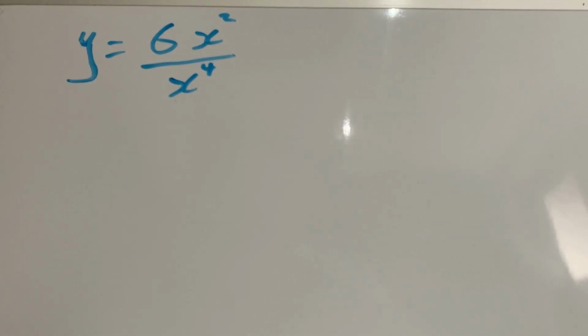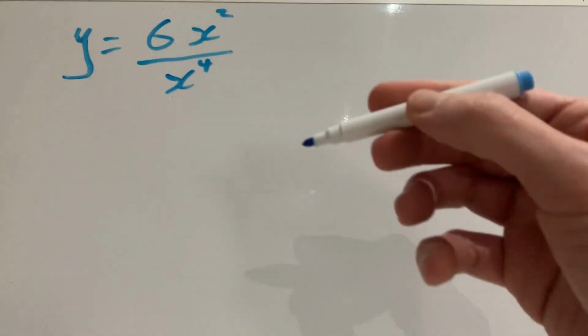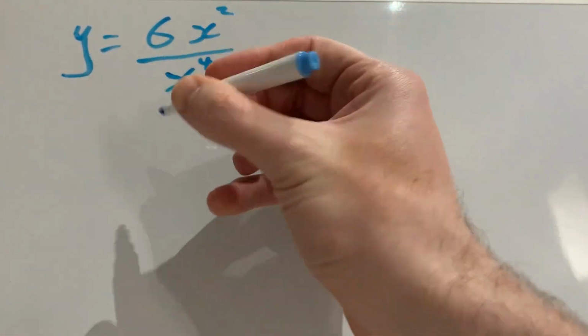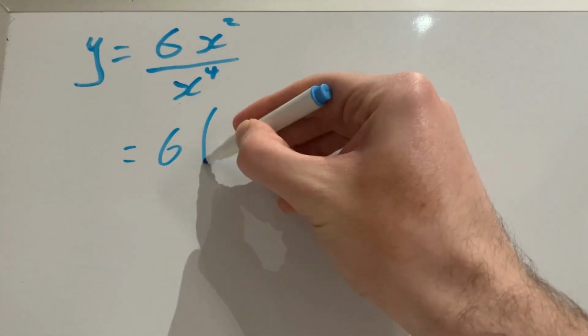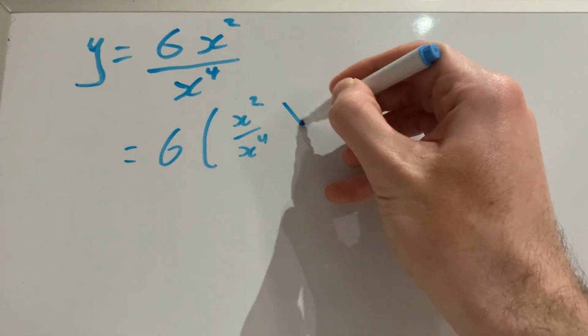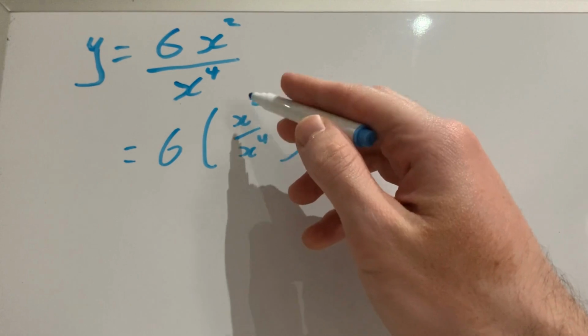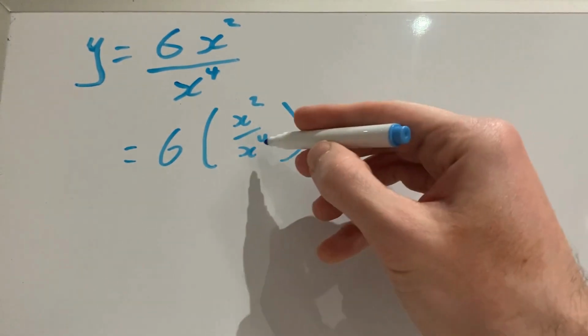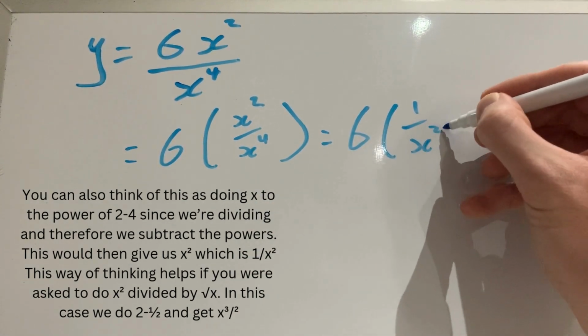Okay, so for our first example, we're being asked to differentiate y equals 6x squared over x to the 4. I'm going to try and make this as simple as possible. Whenever we have random numbers, what I like to do is just ignore them for the time being. So we're going to leave the 6 out here, and then ask ourselves what happens when we do x squared over x to the 4. As you know, we're going to cancel the x squared with the x to the 4, and we're going to have an x squared left over. So it's just 6 times 1 over x squared.